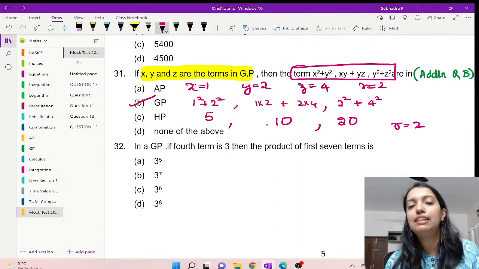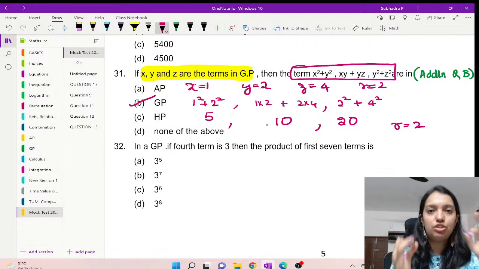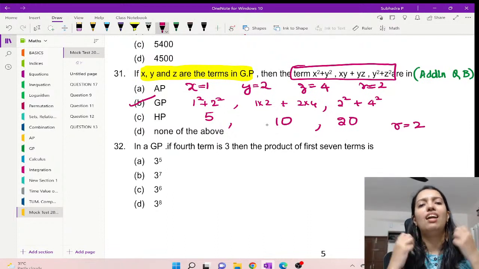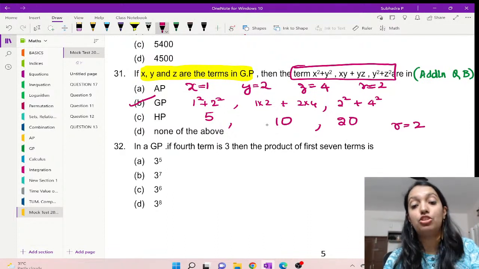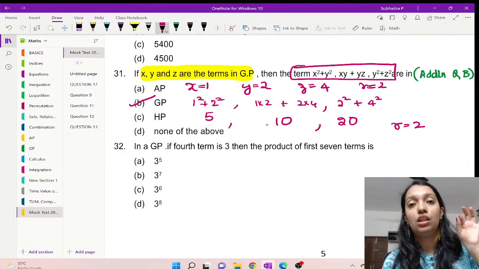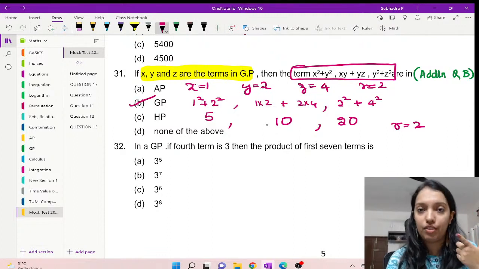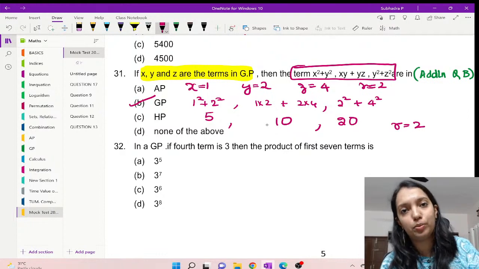So whenever you get such kind of question, you have to assume the values of x, y and z. Any number of your choice, but make sure if they are giving you AP, then common difference has to be the same. If they are giving you GP, then common ratio has to be the same.